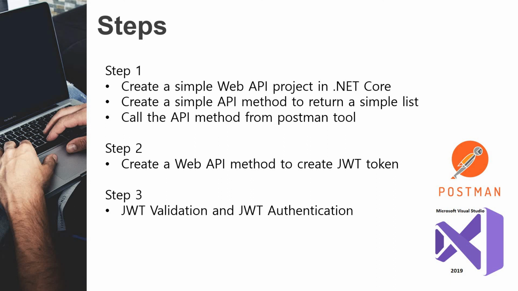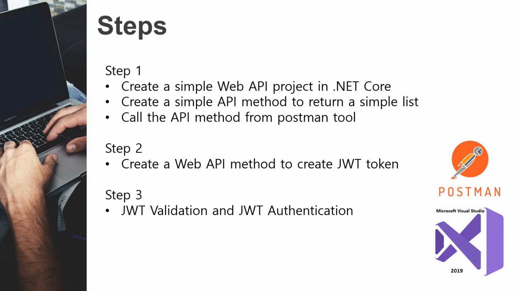Before I conclude this video, let me cover at a high level what I'll be showing in the hands-on lab section. For hands-on, I'll be using Visual Studio 2019 and Postman tool. Postman tool is for testing the web API. So in step 1, we'll create a simple web API. We'll be testing the web API from the Postman tool by sending a request from the Postman to the server. Since it's an anonymous request and no JWT authentication is enabled in the first place, we'll be getting the response back.